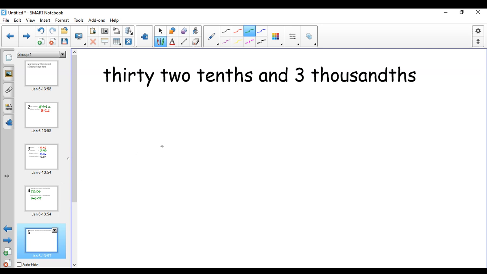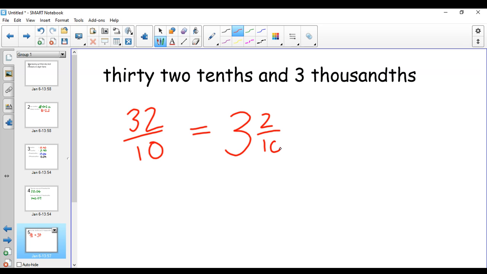Moving on to my final example here. It's going to get a little bit nasty, so we'll go with red for the nasty one. 32 tenths. Let's have a think. It's getting nasty now, isn't it? 32 tenths. Oh, you know what I know about fractions. That's 3 wholes and 2 tenths, which would in fact be 3.2.